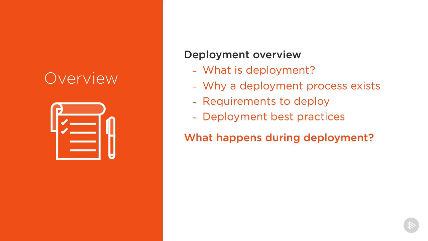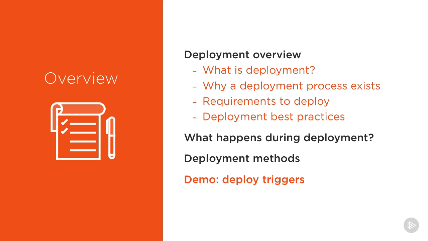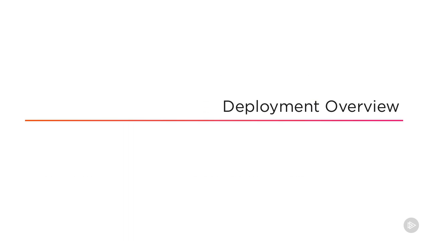Next, we'll talk about what happens behind the scenes during a deployment. Then, we'll talk about the different deployment methods and their pros and cons. And finally, we'll deploy code we've covered so far in this course into an actual org. Let me show you. First, let's start off with an overview of what a deployment is.